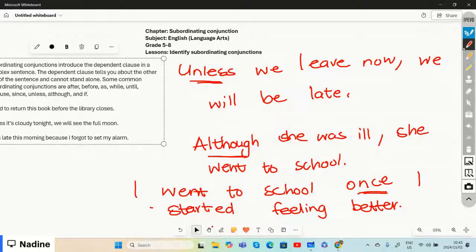This is sadly the end of our lesson on subordinating conjunctions. We had to identify subordinating conjunctions within our sentences, right? Thank you very much, everybody, for joining the class. Thank you very much for interacting, and I really hope that you guys are going to have an amazing weekend further.